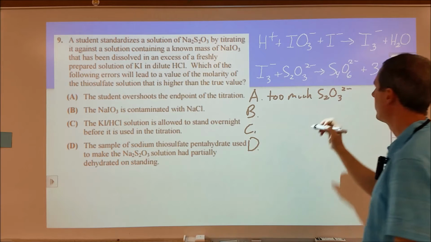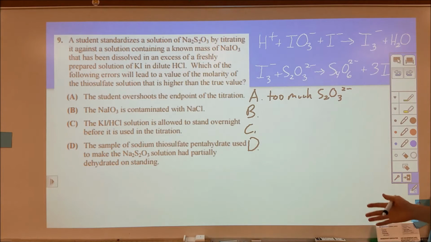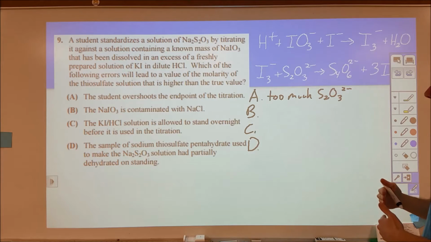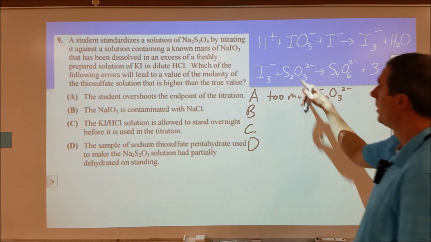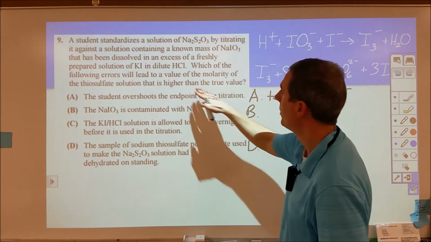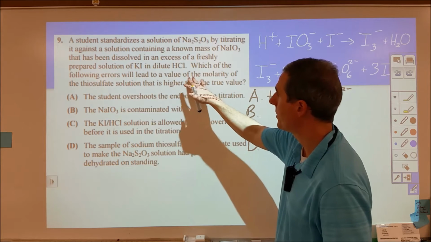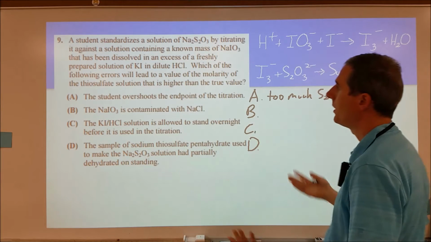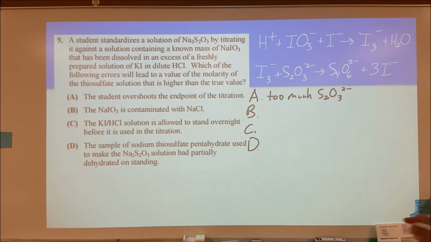So when they see that go clear, they're thinking that they just had it go clear, but really it would have been clear a little bit before then. So they're going to actually do the opposite of this. They're going to find that the value is lower than the true value because they're going to underestimate the concentration of it. So A is not correct.